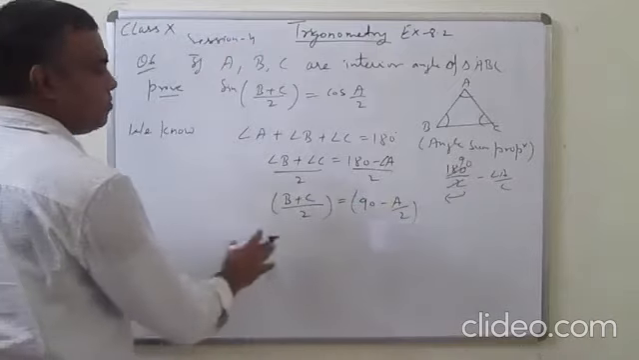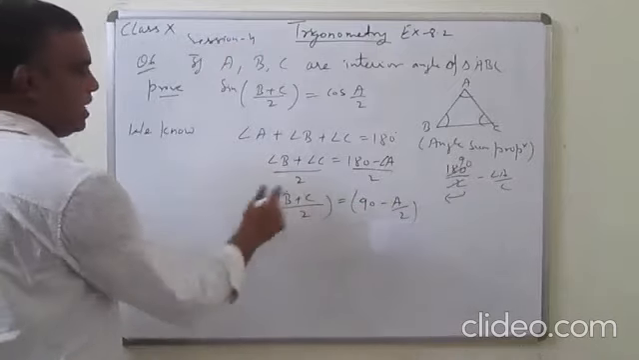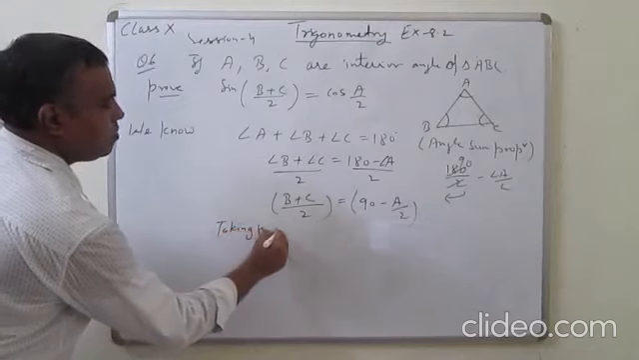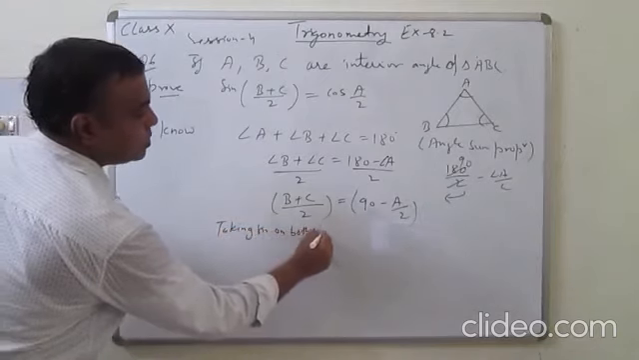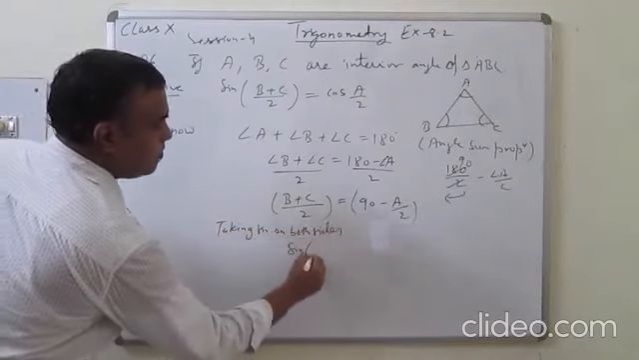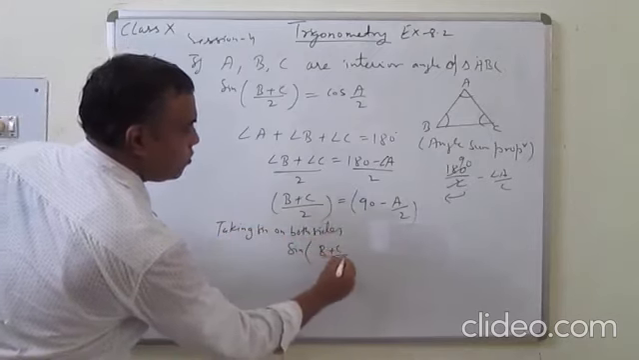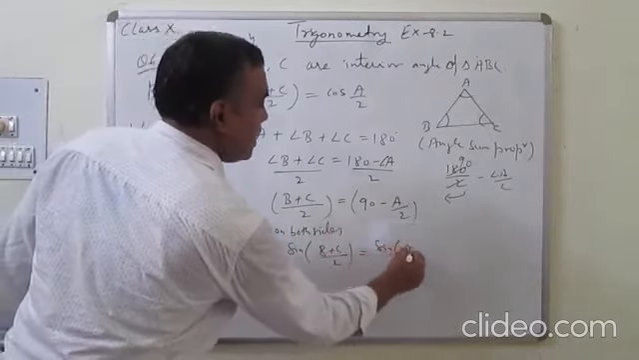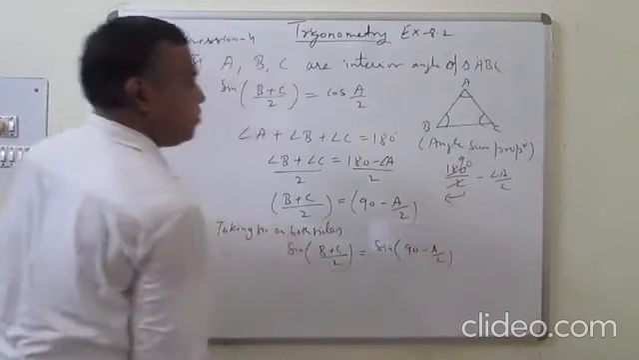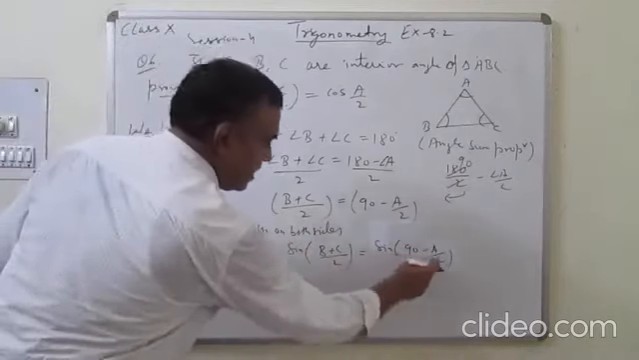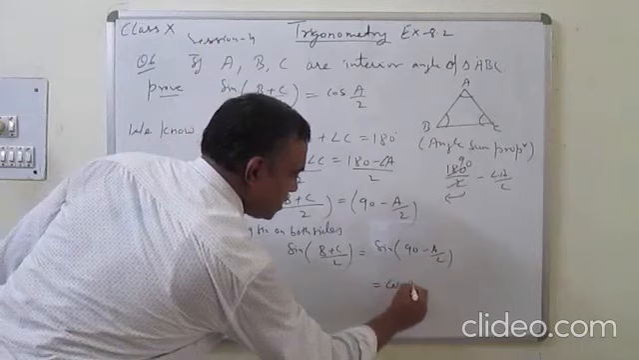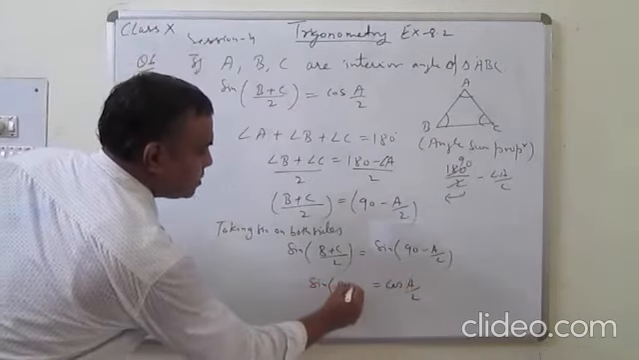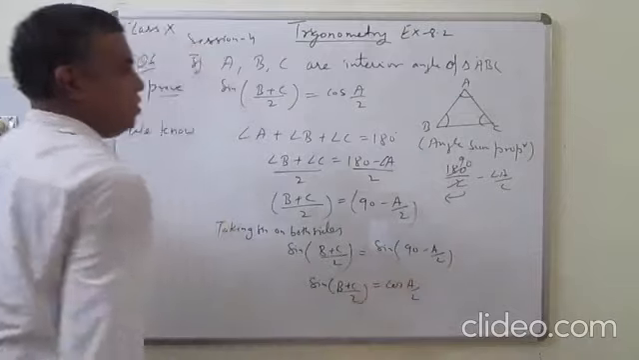So taking sine on both sides, sine of (B plus C) upon 2 is equal to sine of (90 minus A by 2). So you will get sine 90 minus A is cos A by 2. So you have proved it.